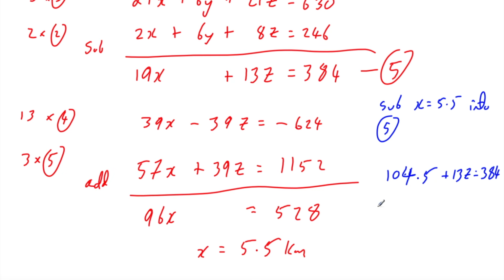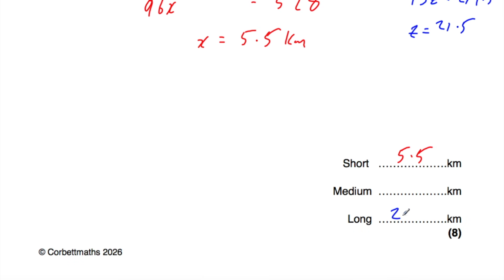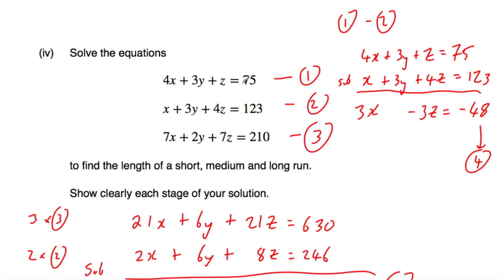If we then take away the 104.5 from 384, let's see what we get. So 384 minus 104.5. We get that 13z equals 279.5. And then if we divide by 13, we're going to get that z equals 21.5. So z is the long run, that's 21.5 kilometers. Okay, then if we go on up, let's substitute those into equation 1.